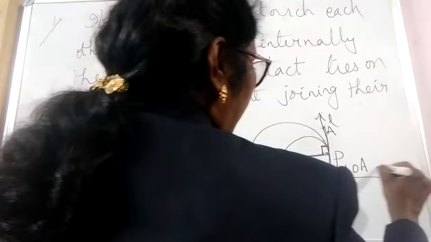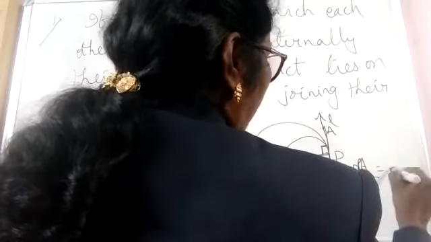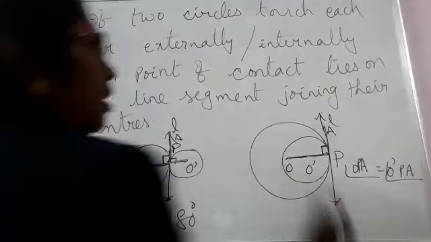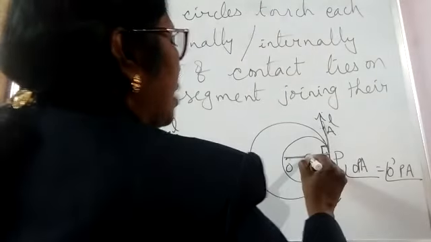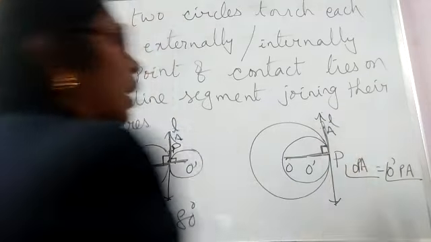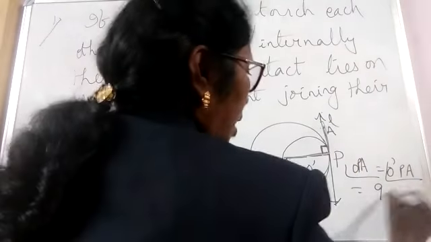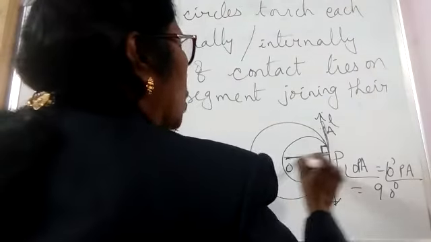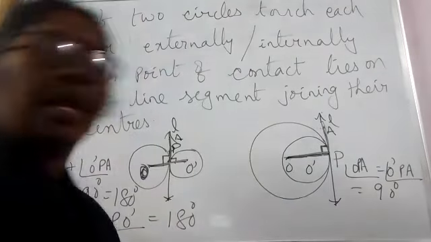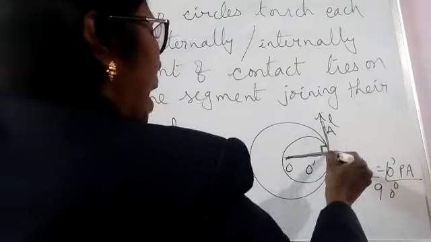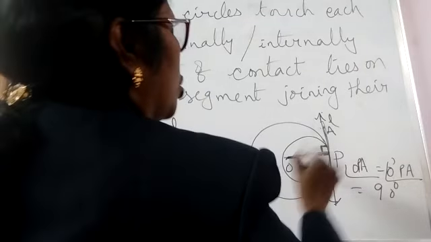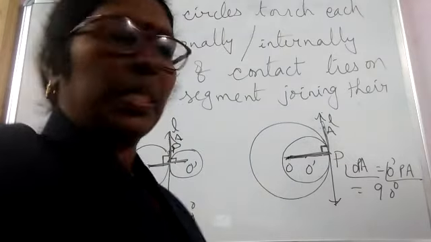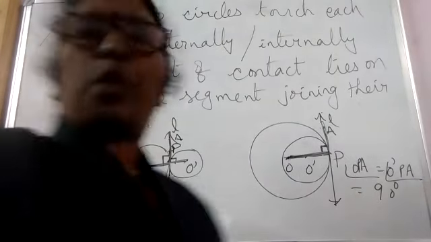Angle OPA is equal to angle O dash PA. What does it mean? Angle OPA and angle O dash PA are both equal to 90 degrees each. That means OO dash P is a straight line. That means P lies on the line joining the centers O and O dash when it is produced.